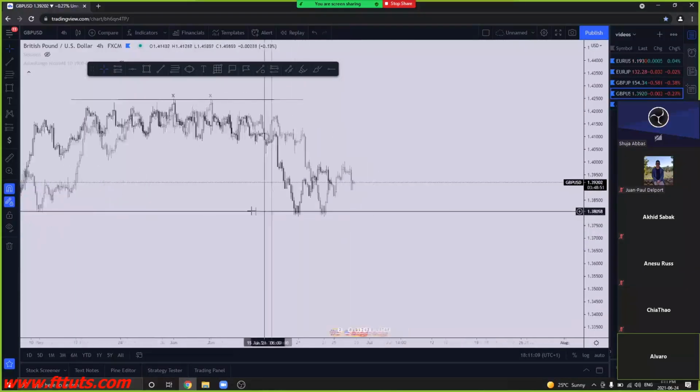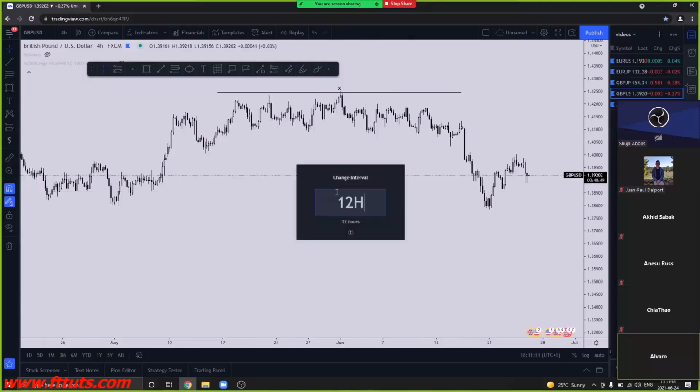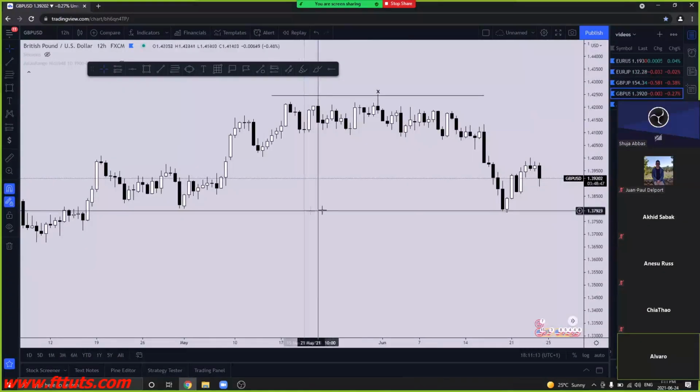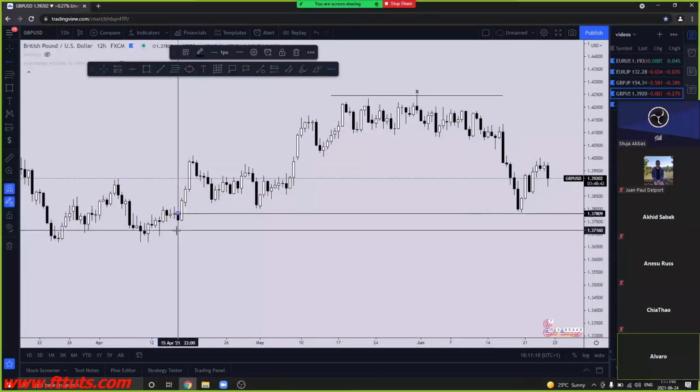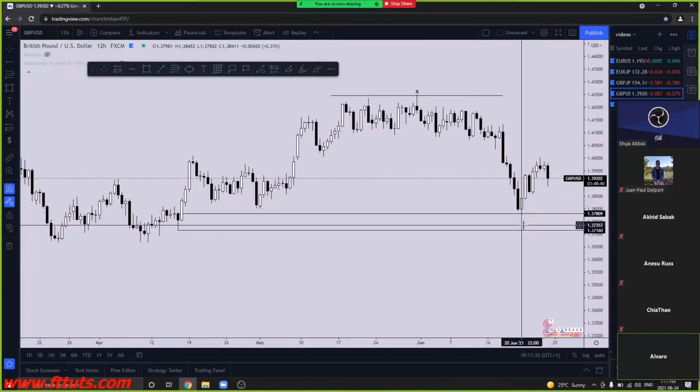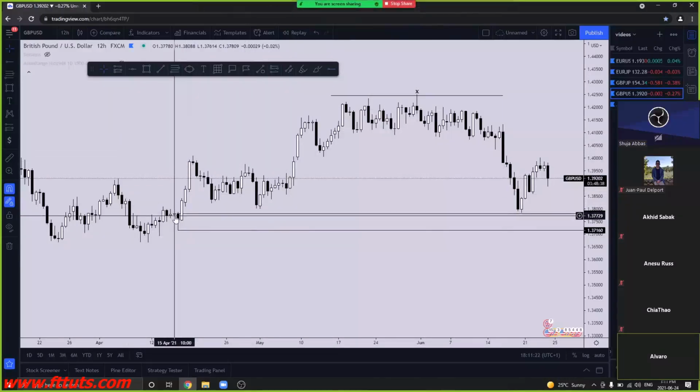Now, one more thing I did want to go over is that from our 12H POI that we were looking at, which was right over here, we can see that it did get tapped in. This 12H point of interest got tapped in pretty nicely, right?